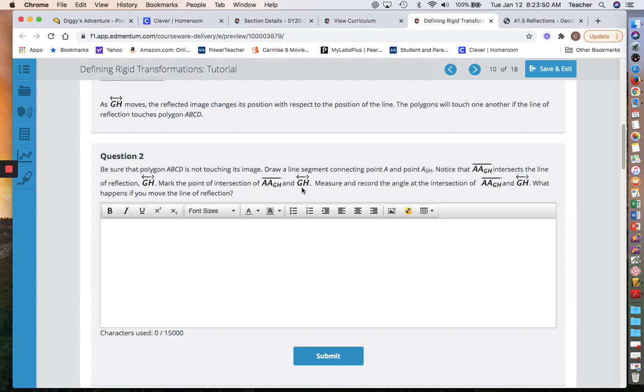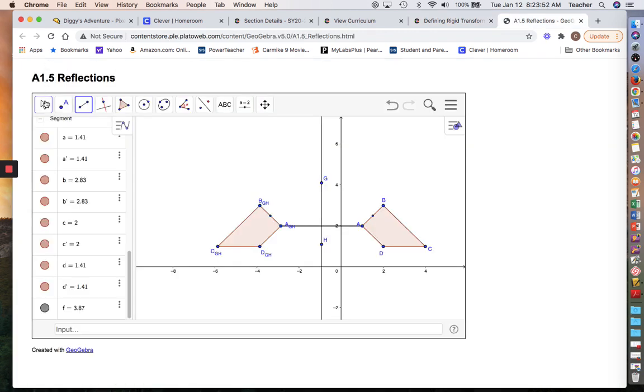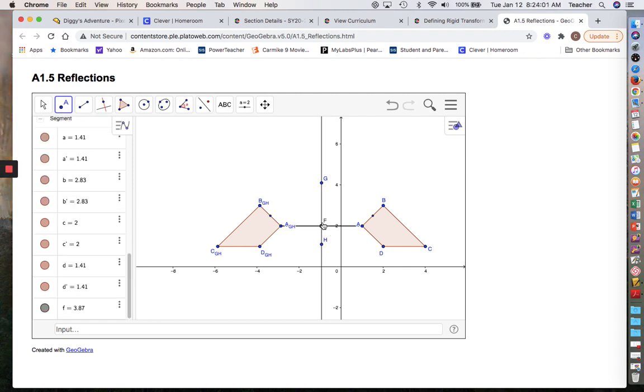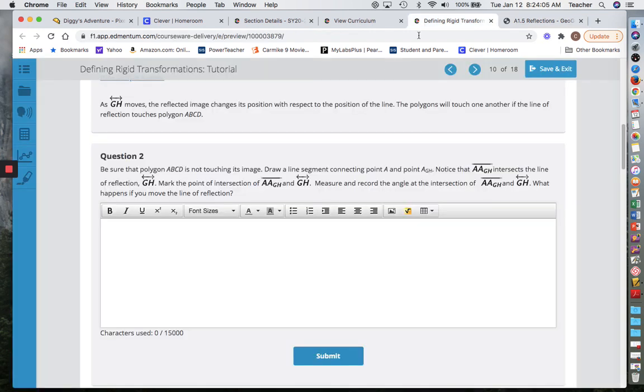Mark the point of intersection. So I'm going to come over here to point. I'm going to put a point where they intersect. It's a little off. Let me undo it. Okay. Oh, there we go. See how it's turned black? I know there's my point of intersection. Okay. Measure and record the angle at the intersection.